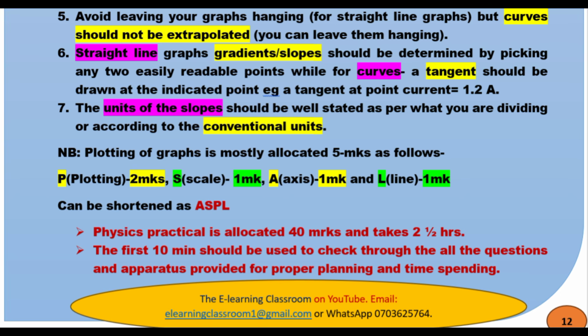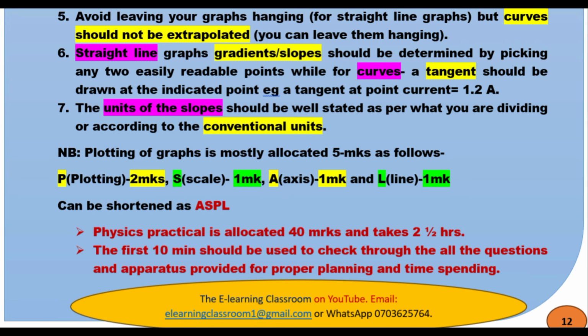Then, when you are plotting graphs, we have the method of marking. Plotting carries 2 marks, scale 1 mark, axis 1 mark, and line 1 mark. That means the total is 5 marks mostly, and this can be shortened as ASPL. Axis is the first thing to be marked, followed by the scale. Once the axis and scale are okay, plotting can be marked, and lastly, joining the points to form a straight line graph or a curve.